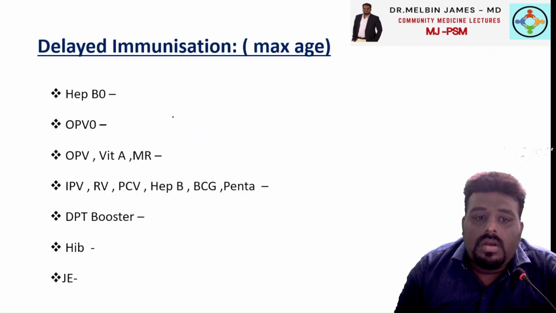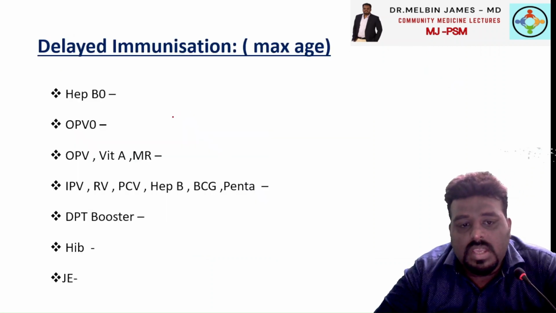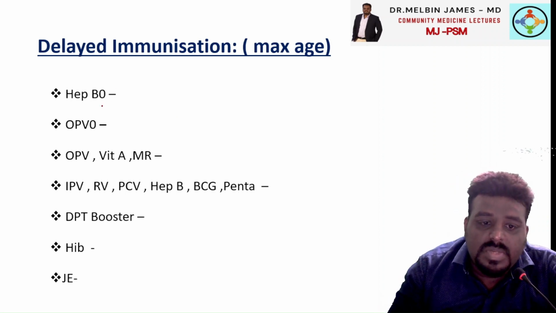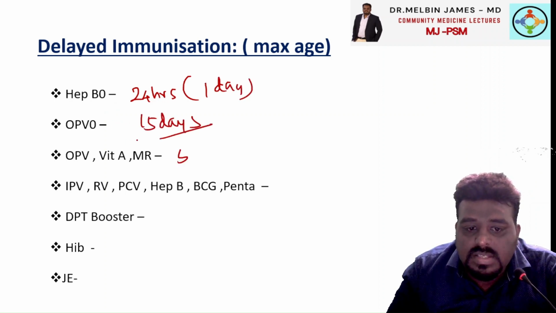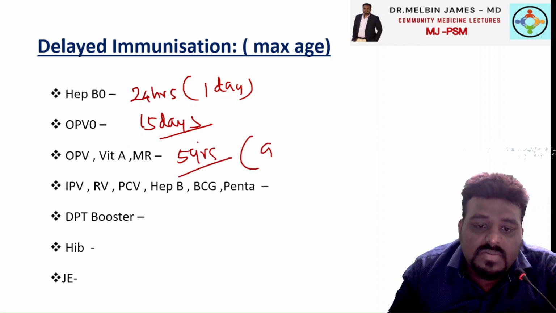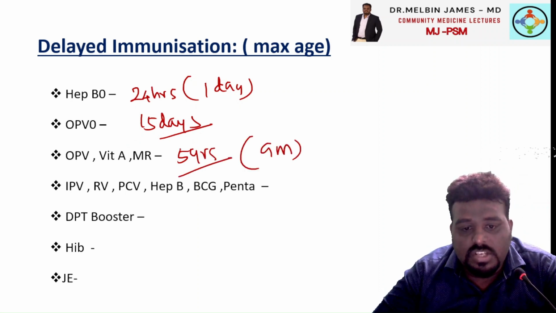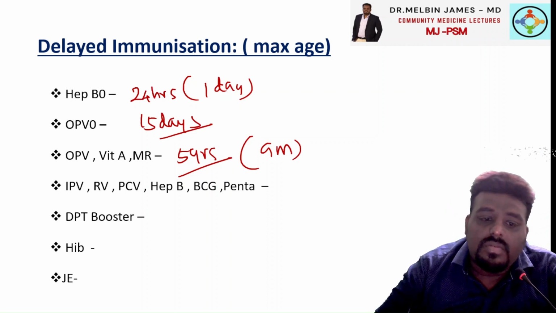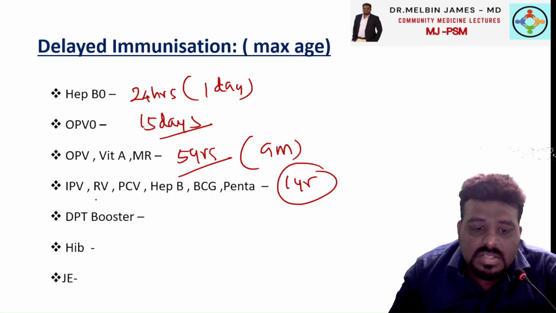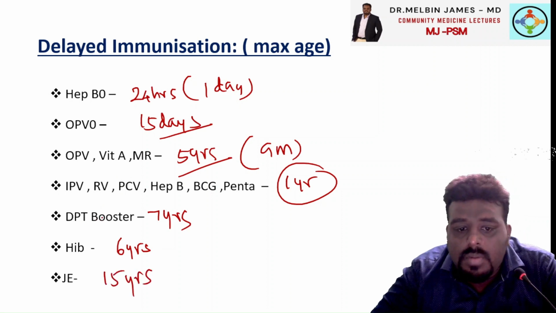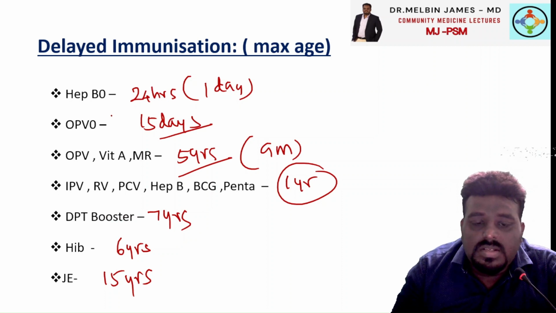And the maximum age till which vaccines can be given if the child misses a dose. Hepatitis B can be given up to 24 hours, that is only 1 day. OPV 0 dose can be given up to 15 days and this can be given up to 5 years. Actually those vaccines which are given in the 9th month of age under the national immunization schedule can be given till 5 years of age, and all the remaining vaccines can be given up to 1 year. DPT booster, this is 6 years, this is 7 years and this is 15 years. Somehow you remember these things. This is how the maximum age can be given.